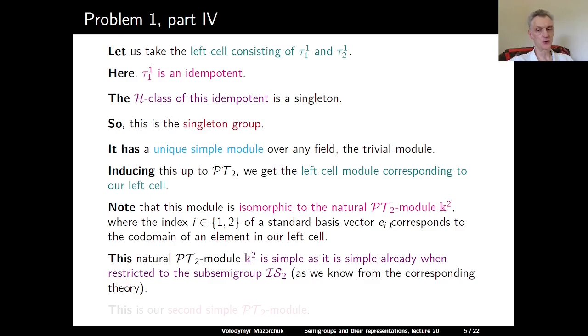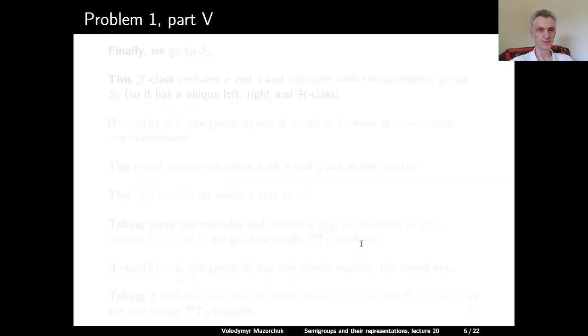This natural PT2 module k^2 is simple, as it is simple already when we restrict the PT2 action to the action of IS2. The symmetric inverse semigroup IS2 is a subsemigroup of PT2, and the natural representation of IS2 is simple. Therefore, this natural representation is also simple as a PT2 module. And that's an example of our second PT2 module which exists over any field. Finally, let us go to the J-class J_2.